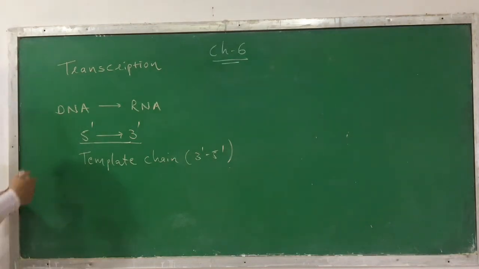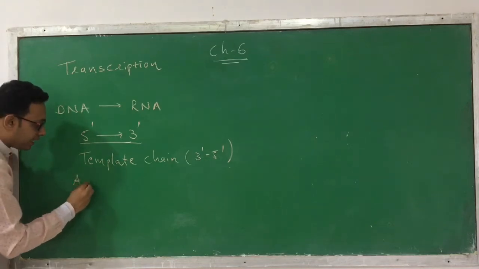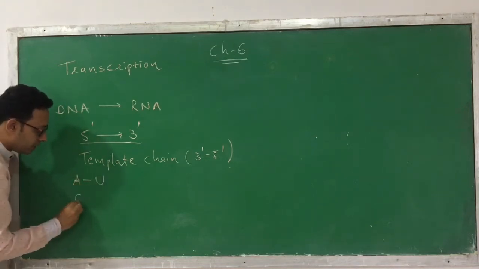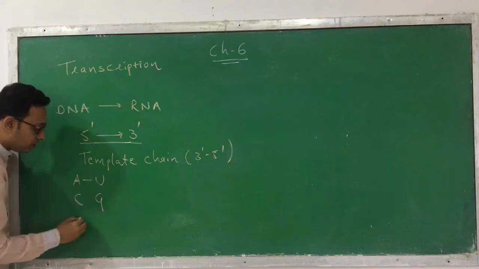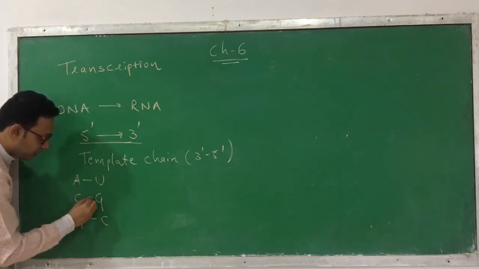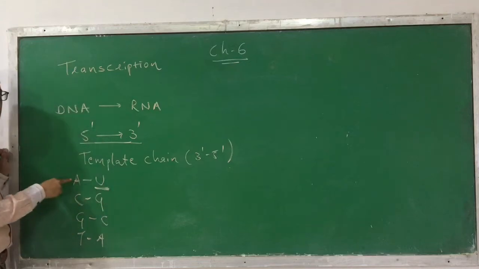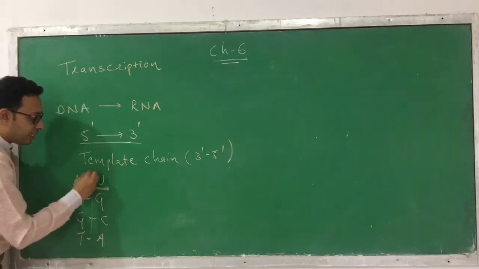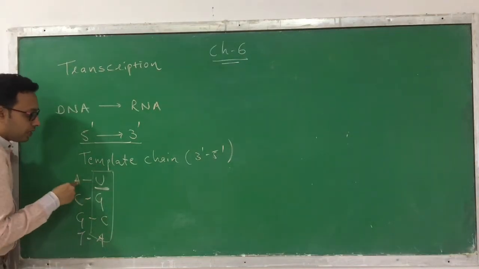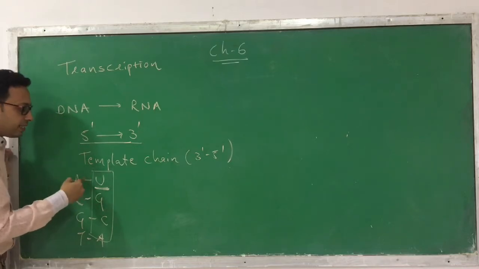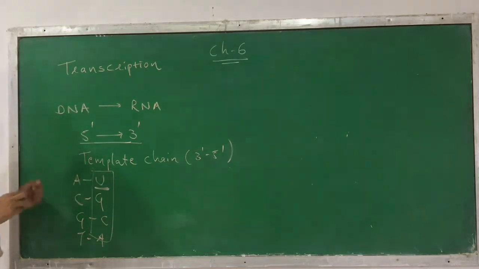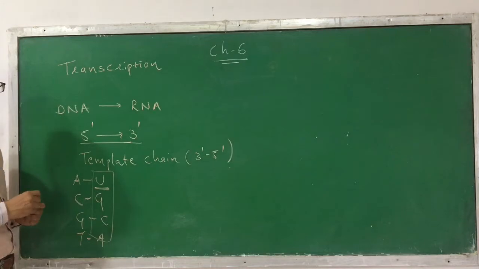The synthesis also follows the rule of complementarity: A combines with U, C combines with G, G with C, and T with A. There is only one difference here. In RNA, T is absent, so in complementarity A combines with U. This is the rule that is followed.